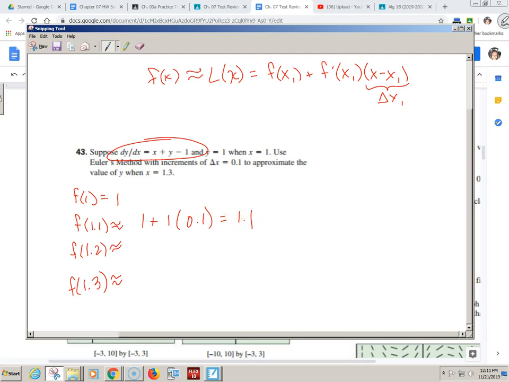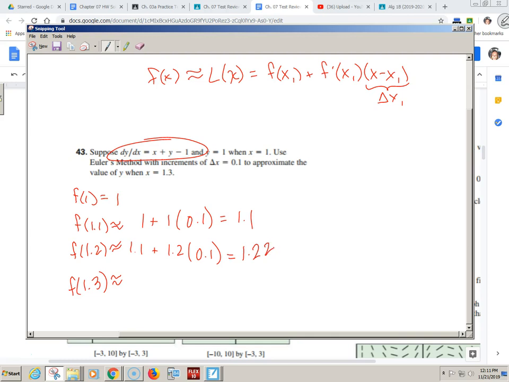But then when I get down here and it's time for me to build again, I need to build off of that previous y value that I got, plus the differential equation, 1.1 and 1.1. 1.1 plus 1.1 is 2.2 minus 1 is 1.2, right? Times 0.1? Are we okay? So then 0.1 times 1.2 is 0.12, so 1.1 plus 0.12 is going to be 1.22, I think, right?